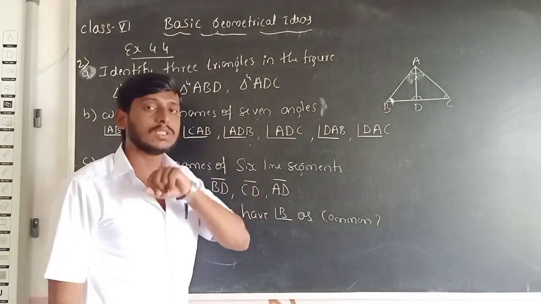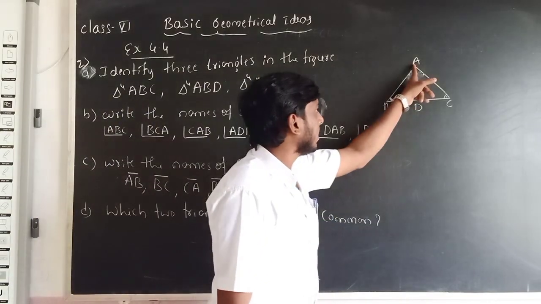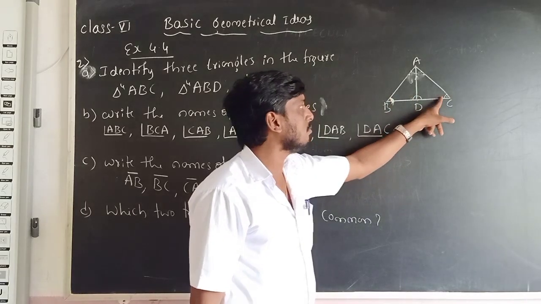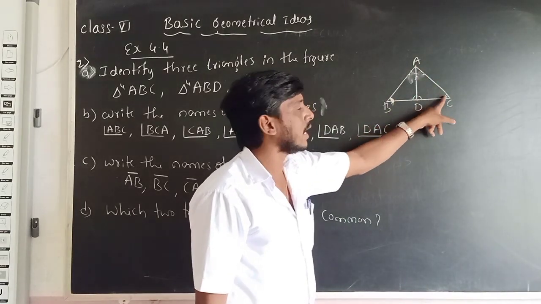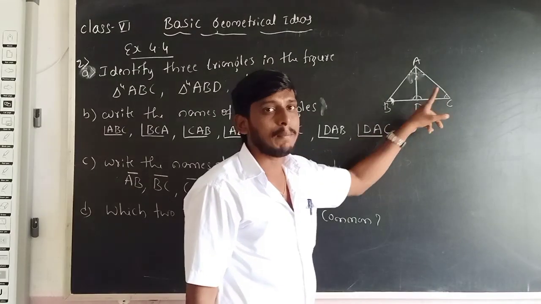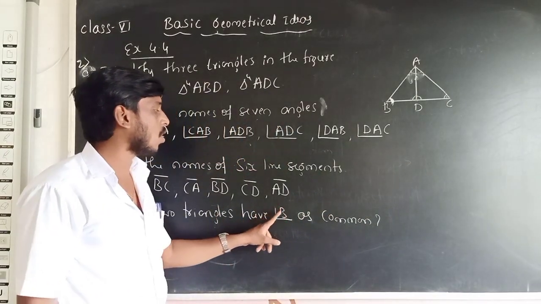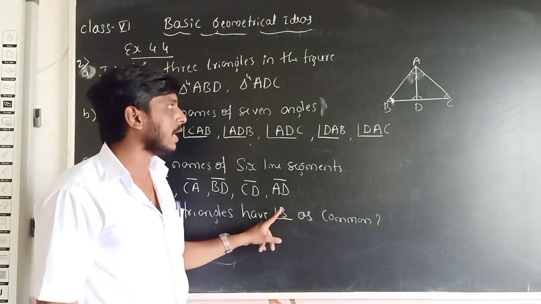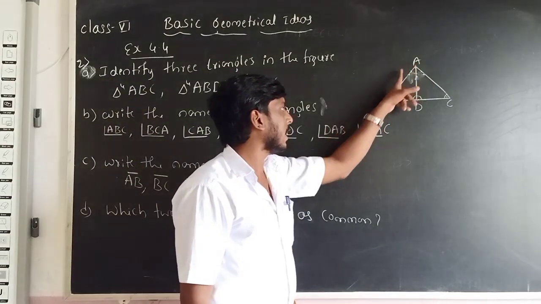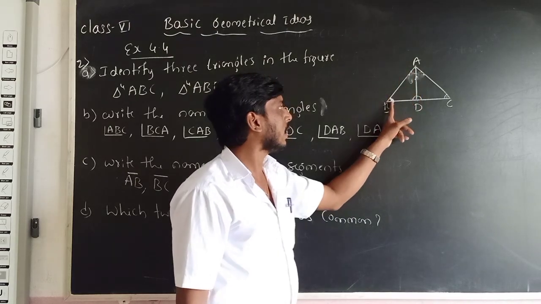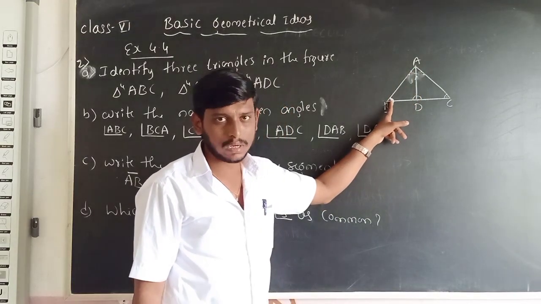Okay. One more possible way is there. Angle ACB in triangle ABC, this C will come. In triangle ACD also, angle C will come. Got the idea? But actually, what did they ask? Which two triangles have a common angle B? So we need to select triangle ABC and triangle ABD. In these two triangles, this B is a common angle.